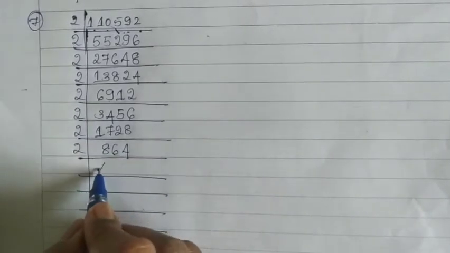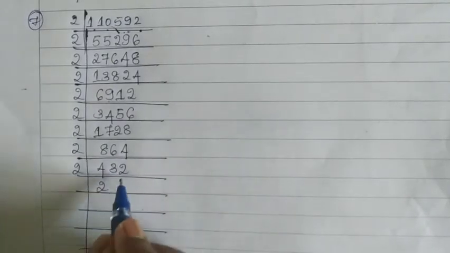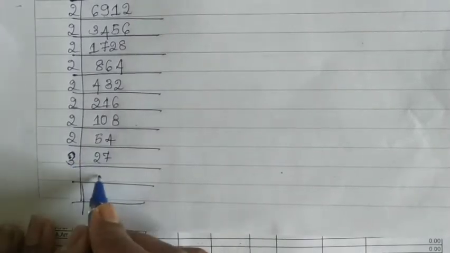From 2, 2 4s are 8, 2 3s are 6, 2 2s are 4. From 2, 2 2s are 4, 2 1s are 2, 2 6s are 12. From again 2, 2 1s are 2, 0 here, 2 8s are 16. Now from 2, 2 5s are 10, 2 4s are 8. From 2, 2 2s are 4, 2 7s are 14. Now look at children, this 27 is completely divided by 9. Here, now let us take 3. 3 9s are 27, now 3 3s are 9, from 3 now, 3 1s are 3.